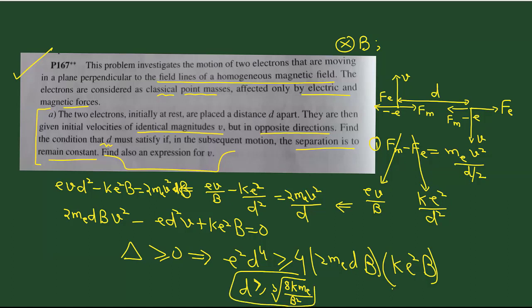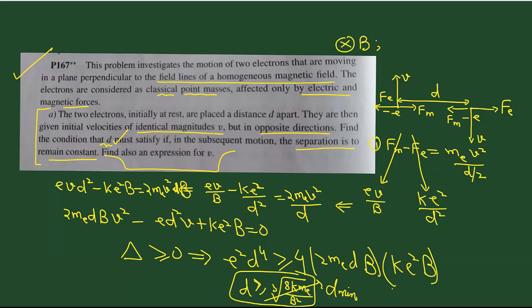Now, the point is, okay, it was asked, what is the value of D min? So the condition on D is this. This is the minimum D at which they can be kept. And remember, if you have anything less than this, then you can't even find any velocity with which you can sustain this situation. It is not possible for the particles to stay at a constant distance.